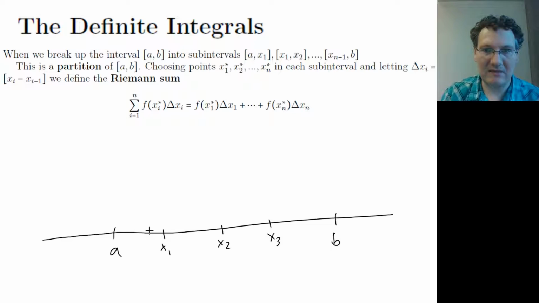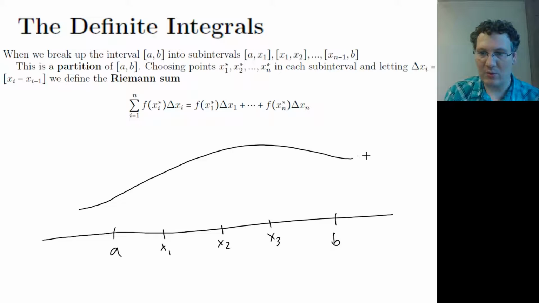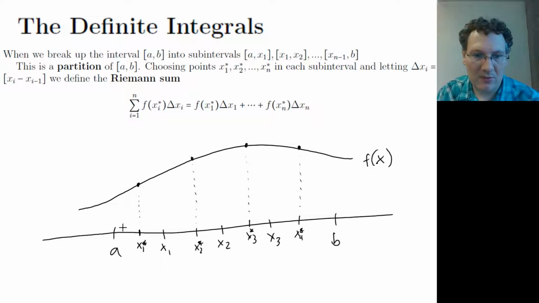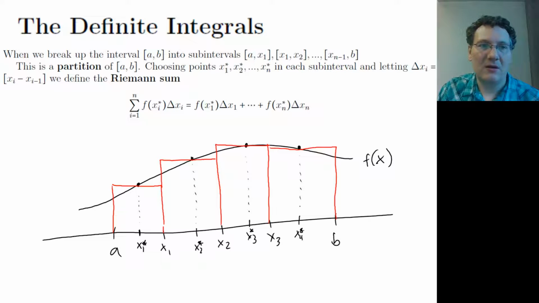The idea is that you have some function, f of x, and we're interested in somehow calculating the area under it. If you choose some points in each of these intervals, and calculate the function value at each of these points, then we break this up into rectangles where each rectangle's height is the function value at that point. This is what you call a Riemann sum. So this is a picture.